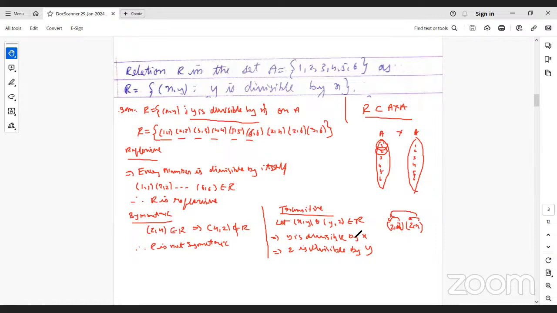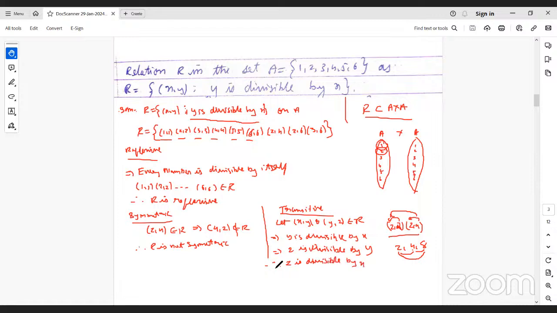Or, suppose three numbers are there, 2, 4 and 8. 4 is divisible by 2, and 4 divides 8, so 8 will also be divisible by 2. That is what the statement is here. Y is divisible by x and z is divisible by y, and therefore we can write that z is divisible by x.